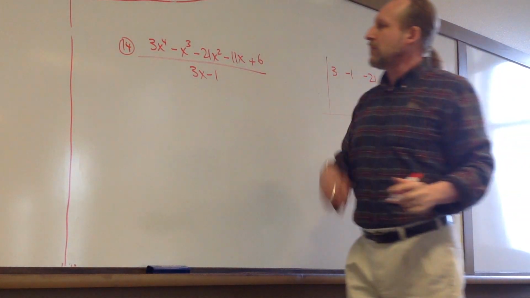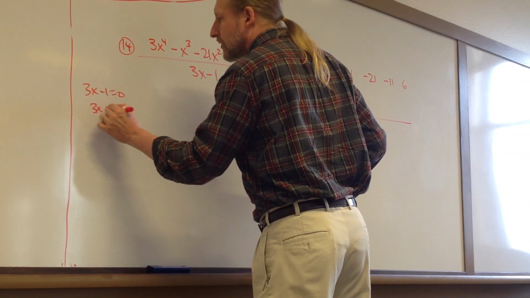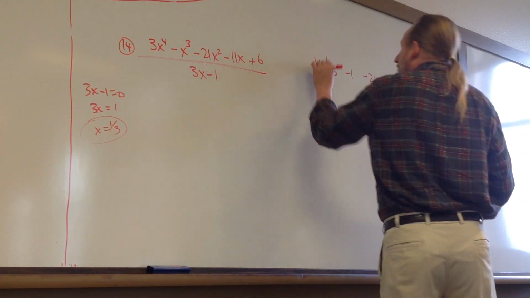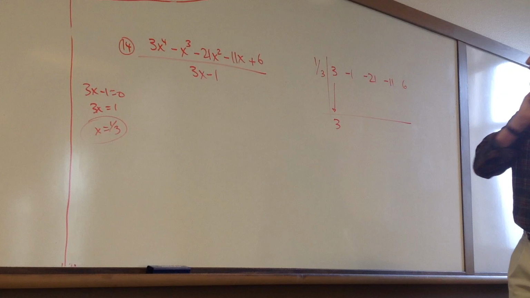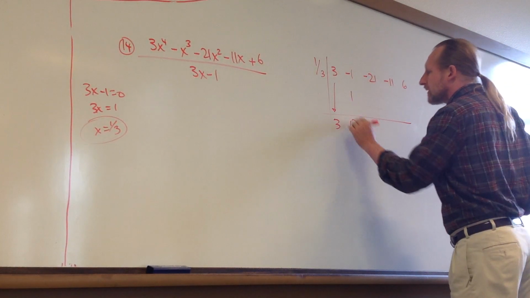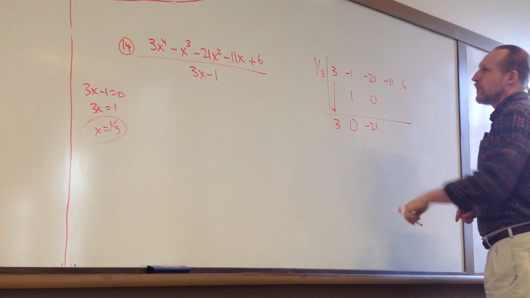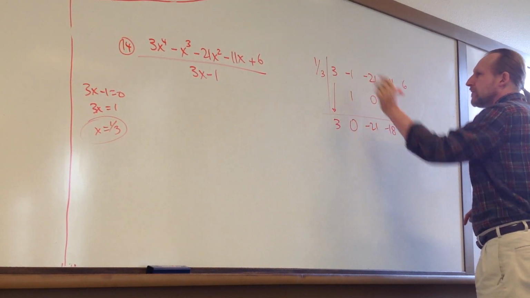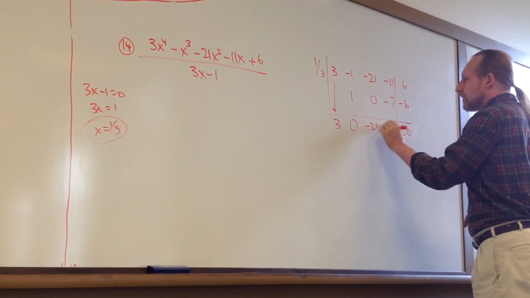And what are we dividing by here? You can always set this equal to 0 if you're not sure. X is positive 1/3. Okay. So 3 times a third is 1. That'll be 0. 0 times a third is 0. Negative 21 times a third is negative 7. Negative 18 times a third, negative 6. There's a nice 0 remainder.